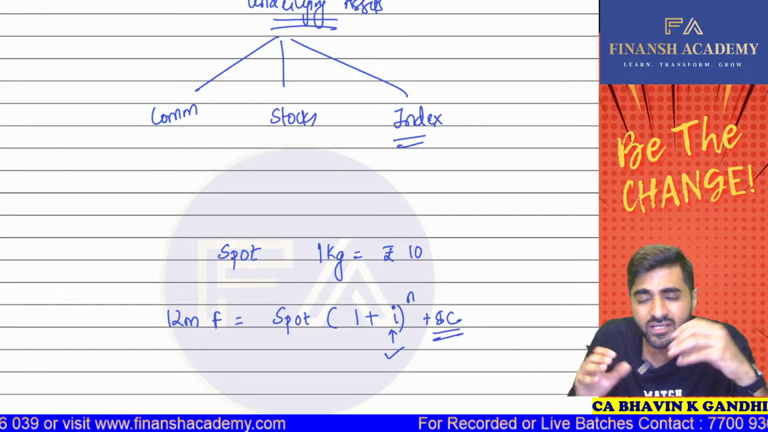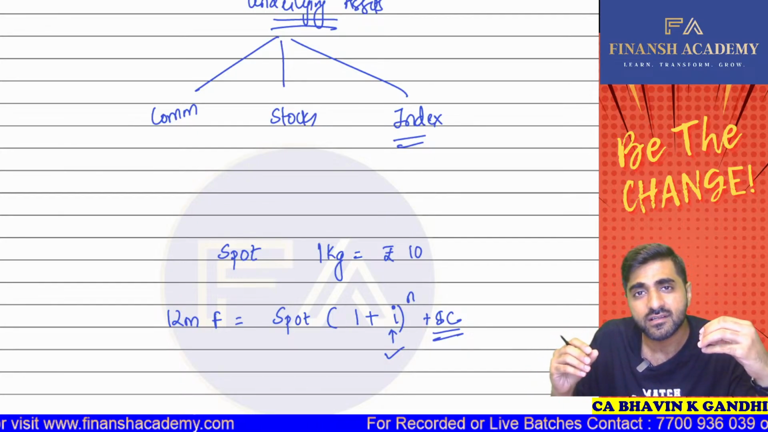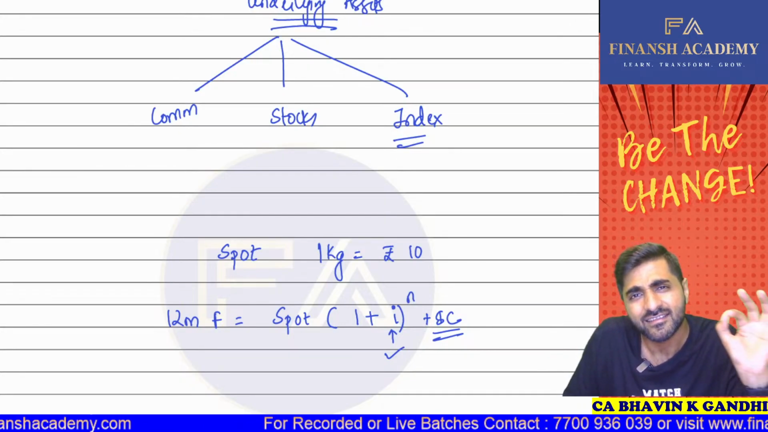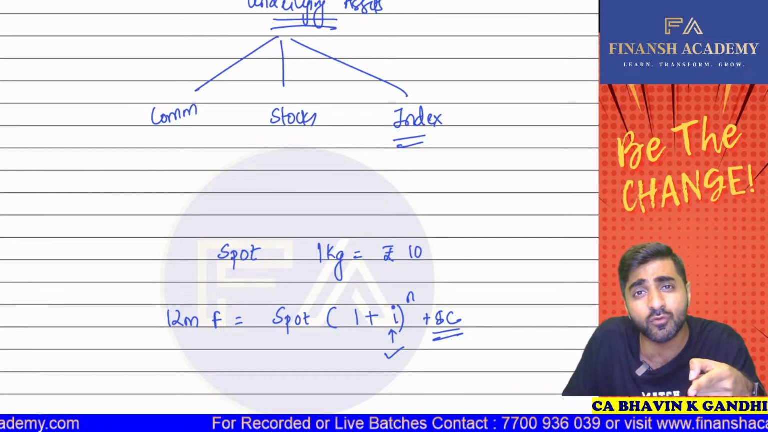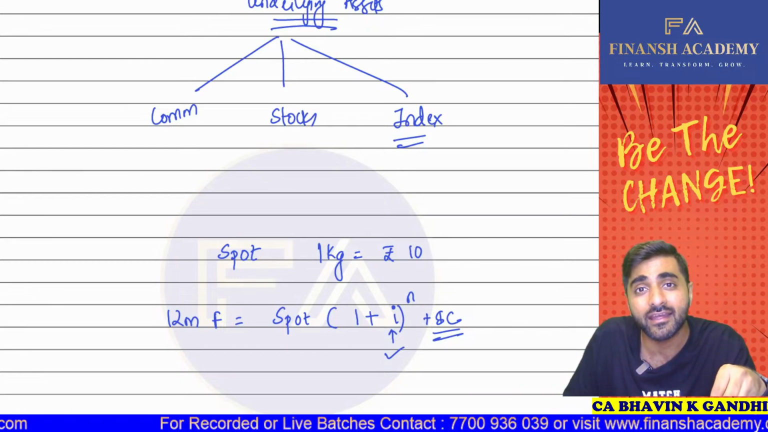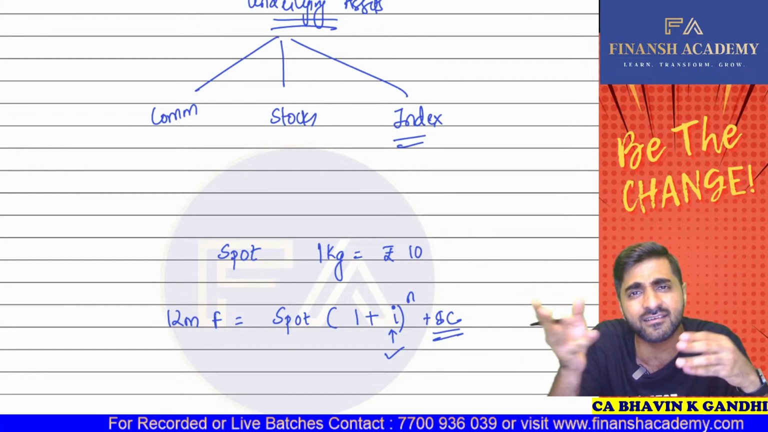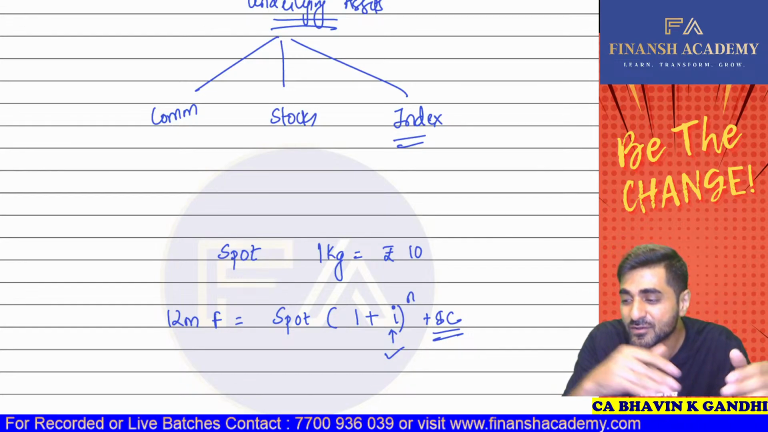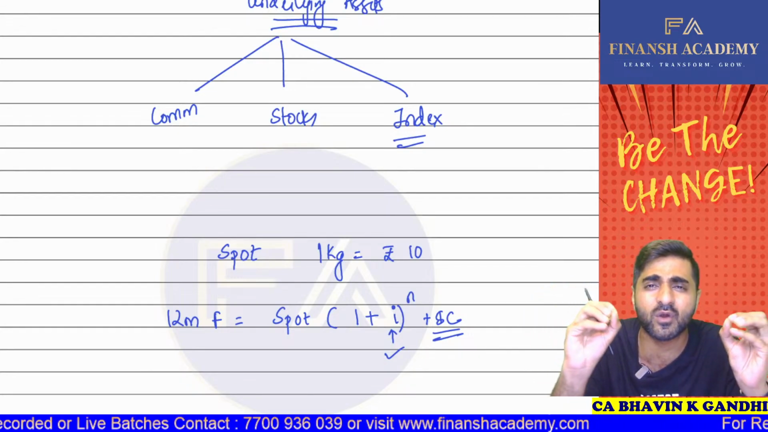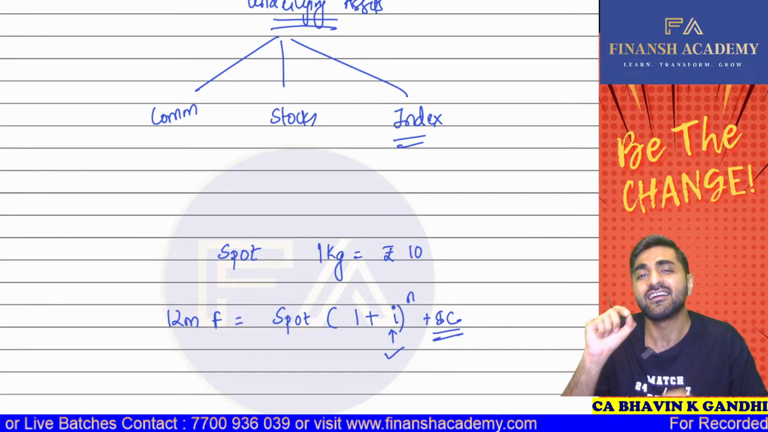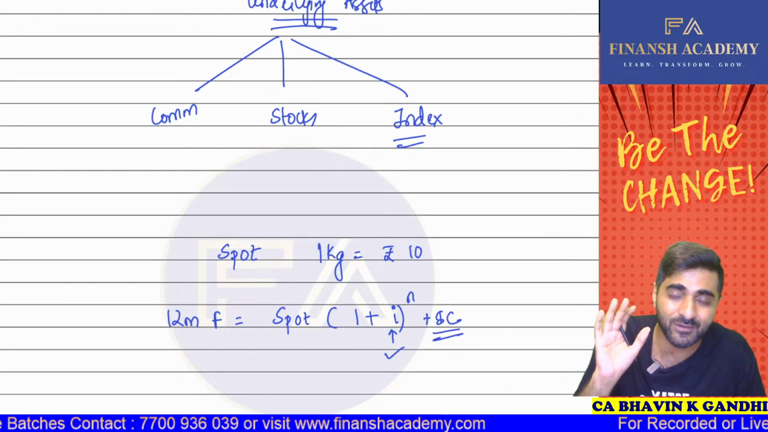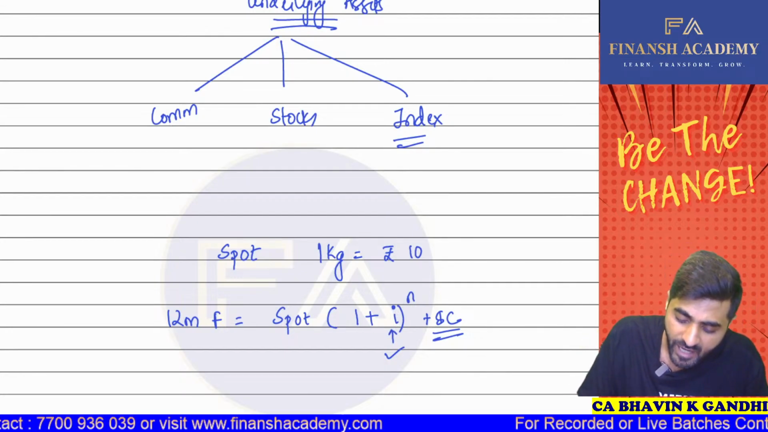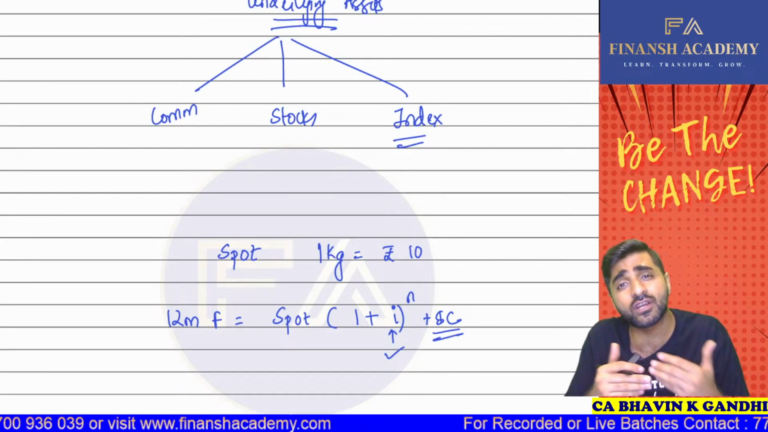So it's a very simple concept: if I want to purchase from you this 1 kg rice after the period of 1 year, then a seller will think like this: if this 10 rupees would have been received by me today, then I would have invested somewhere else and earned interest on the same. But if the buyer is making the payment after the period of 1 year, then for the purpose of determining the future price, what should I do? I should definitely take into consideration the interest part. So that is why it will be spot into 1 plus i raised to the power n, plus your storage cost. Now, what is the storage cost?